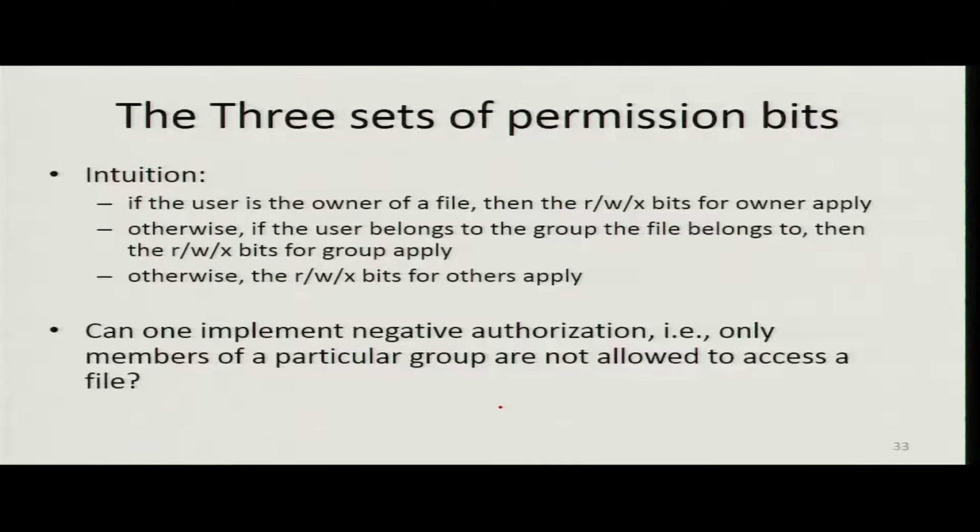Now in Unix, while you can actually give access by changing the bit pattern of the permission bits, you cannot do a negative authorization. So you cannot say that members of a particular group are not allowed access to this file. So you cannot do that kind of a control in Unix.